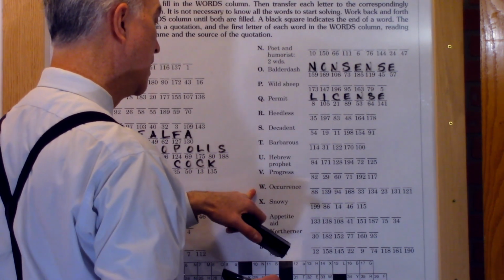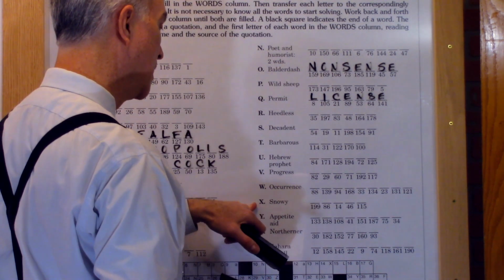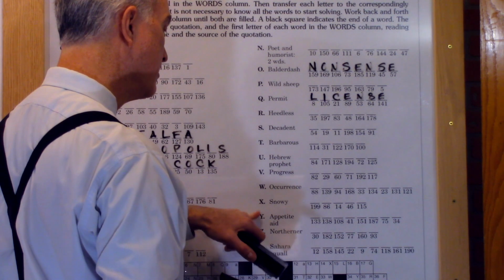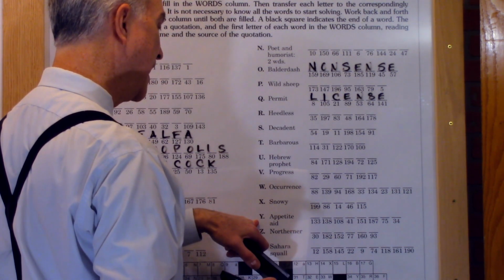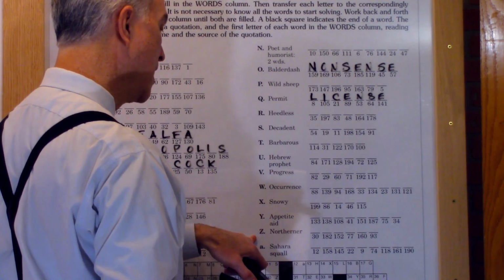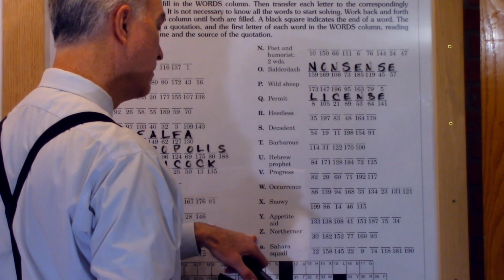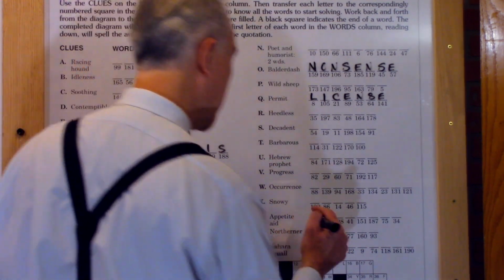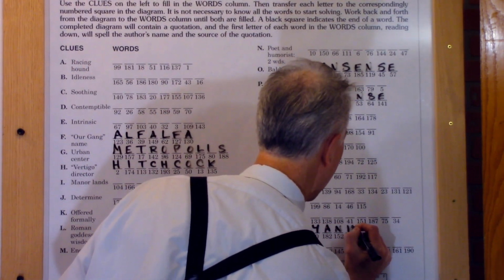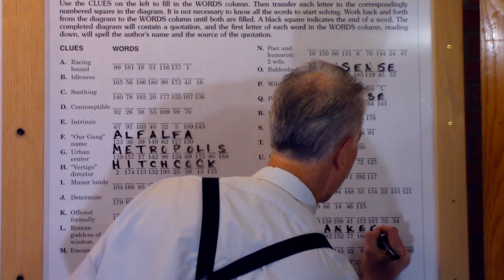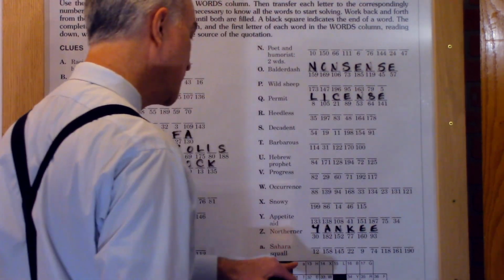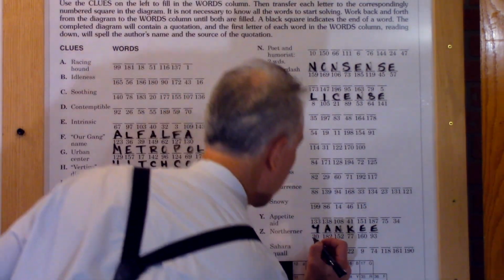Progress, occurrence, snowy, appetite, aid, northerner. Northerner. How about a Yankee? And a Sahara squall, that would seem pretty obvious there. There's enough letters in it. Sandstorm.